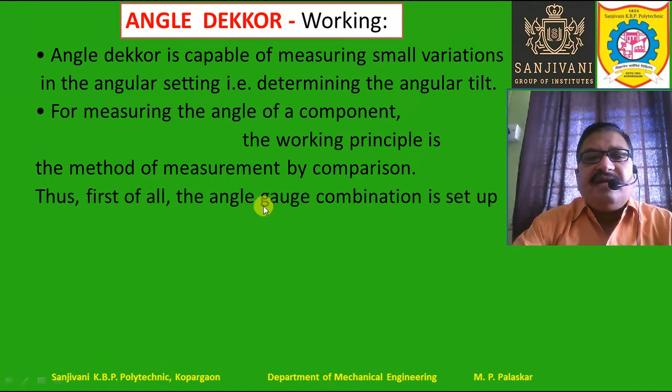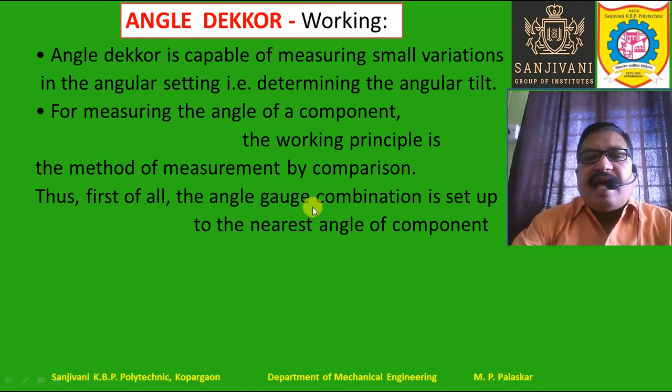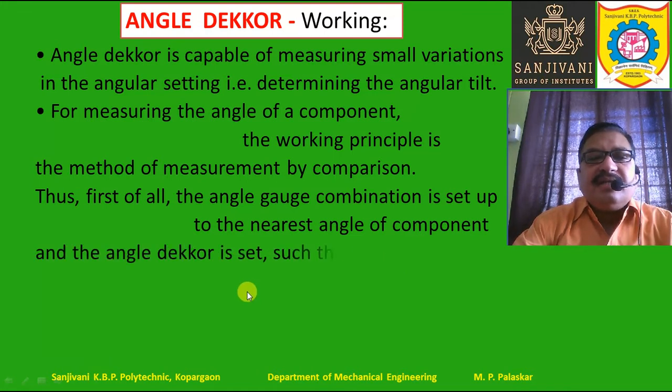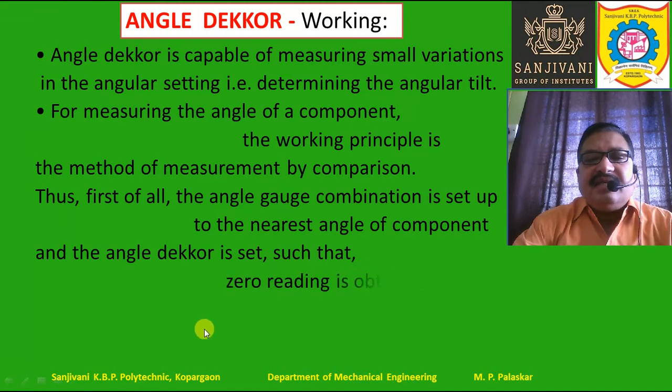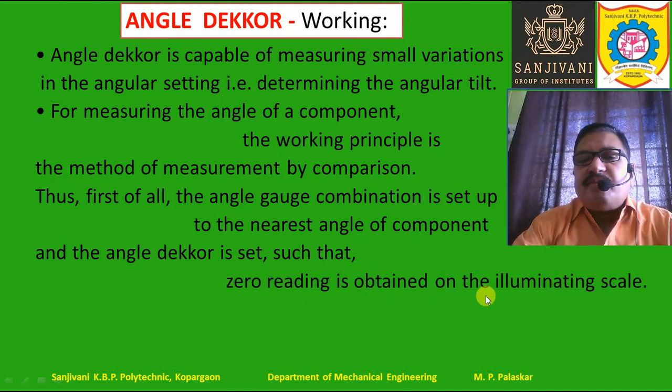Thus first of all the angle gauge combination is set up. So the angle gauge combination is set up to the nearest angle of the component, and the angle decker is set such that 0 reading is obtained on the illuminating scale.